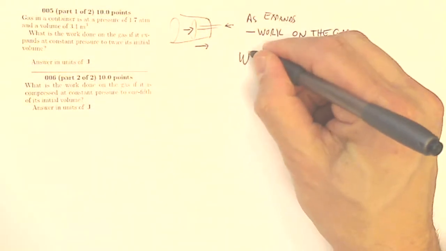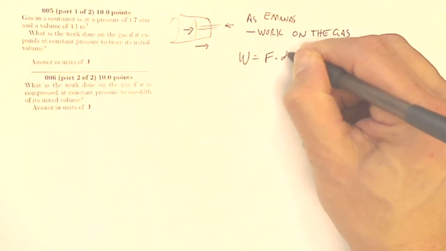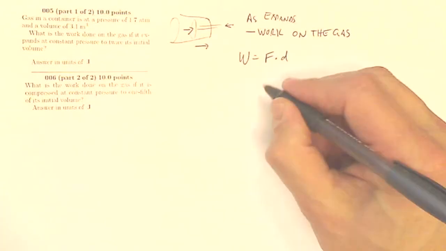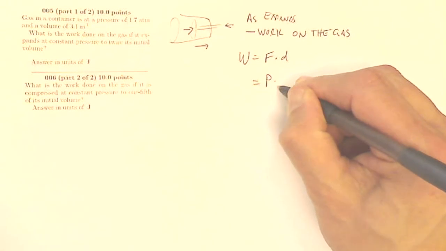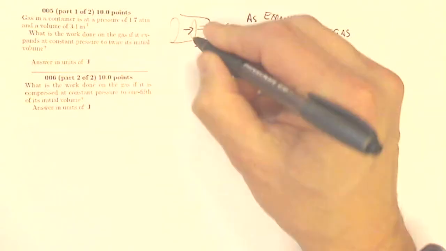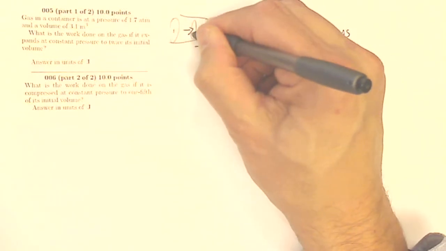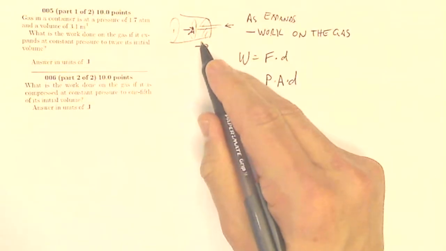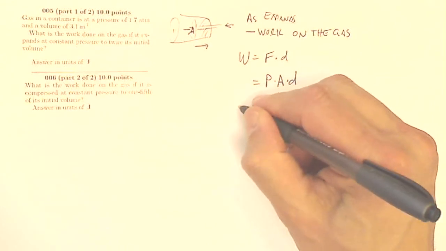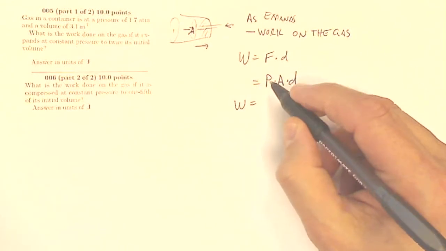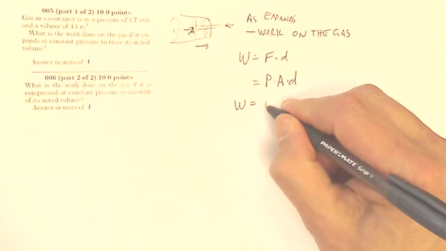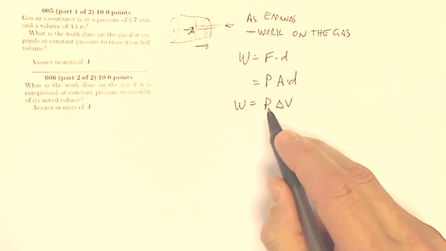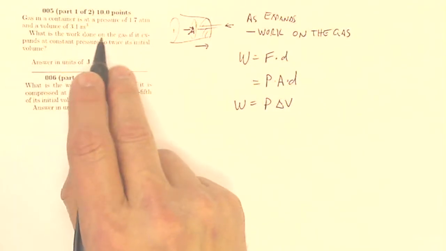Well, my work is going to be my force times my distance, but since pressure is force divided by area, this is going to be pressure times the area times the distance. But this area times this distance is going to be a volume, and that's going to be my change in volume. So my work done is going to be my pressure times my change in volume. So it's P times delta V. Since this happens at constant pressure, I am in good shape. So what is the work done on the gas?